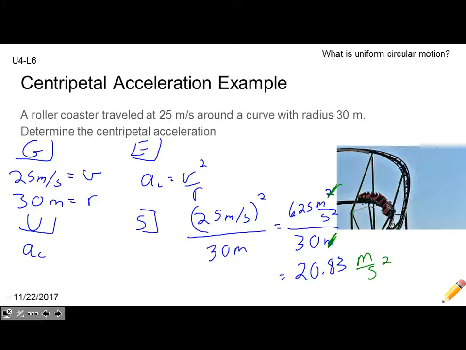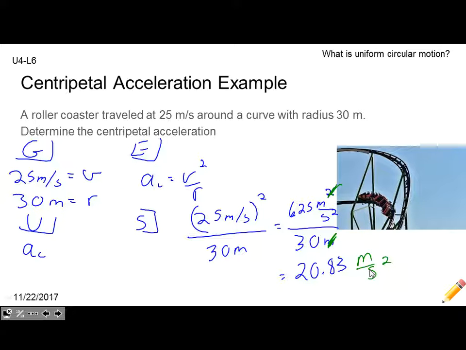That is definitely the most basic version, right? Where you just have to plug in V and R. Of course, you could see the question where it gives you R and A centripetal and you have to solve for V, or it might give you A centripetal and V and ask you to solve for R, right? And you just do the algebra, you move the stuff around.